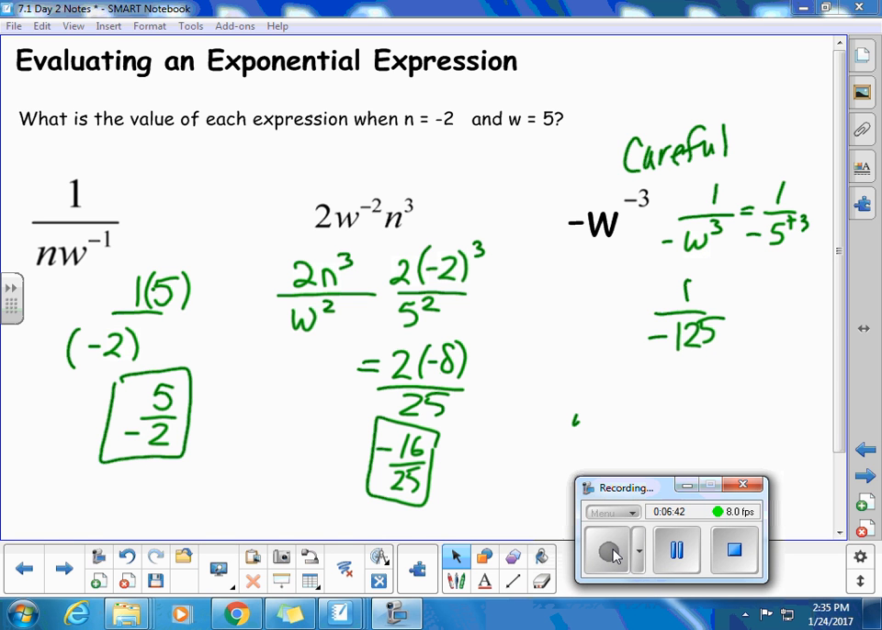So here are the answers. I just want you to look at the third one. It said be careful. You'll see that negative w to the negative third can be rewritten as 1 over negative w to the third. So when I plug 5 in for that, the 5 is the only thing that goes in parentheses, right? So I'd have 1 over negative 5 to the third. You have to do the 5 to the third first, so exponents before this multiplication. So you do 5 to the third, which is 125, and then you make it negative. So that's the tricky one. But that's it for today.